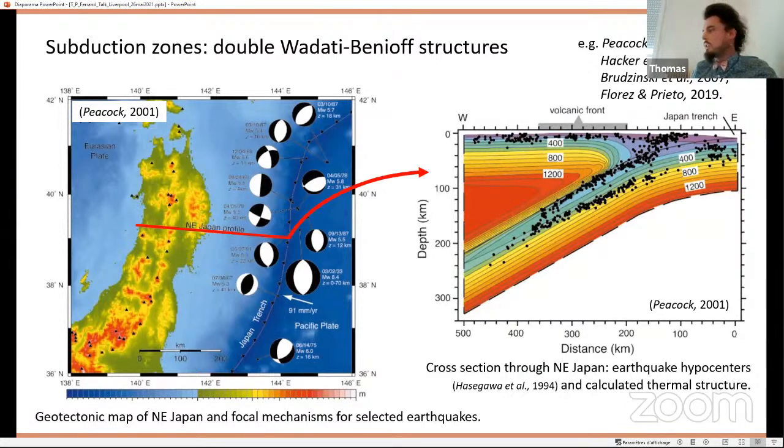So you can see at first order that the lower Wadati-Benioff plane is located somewhere between the 400 and 800 isotherms. That's why a number of researchers have proposed that this lower Wadati-Benioff plane was actually the dehydration isotherm of antigorite, which is the serpentine high temperature variety. And actually this is wrong. And at the same time, they were not that wrong.